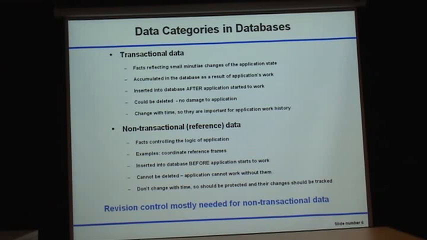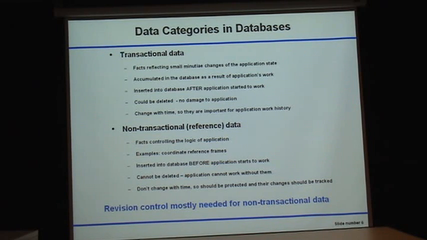Transactional data really reflects small, minute changes of the application state and accumulates in the database as a result of application work. Also, it is inserted into the database after the application has already started to work. Again, talking about Amazon, for example, on the first day of world creation, Amazon didn't have anything running yet. The database was already there. Then they started up their application, people started to do transactions, and data started to accumulate in the database. Those data change with time, so they are important for the application's work history.